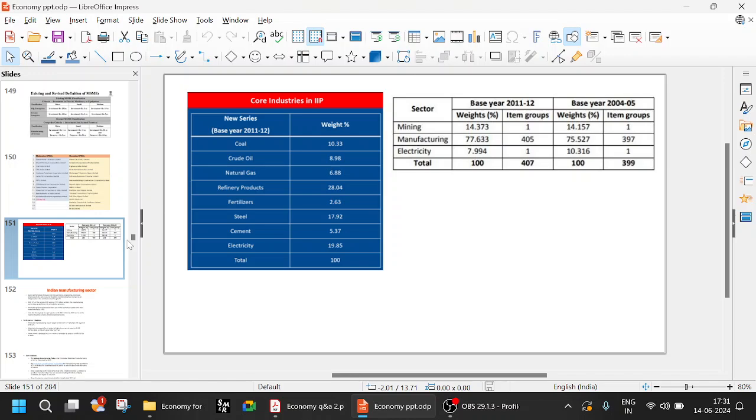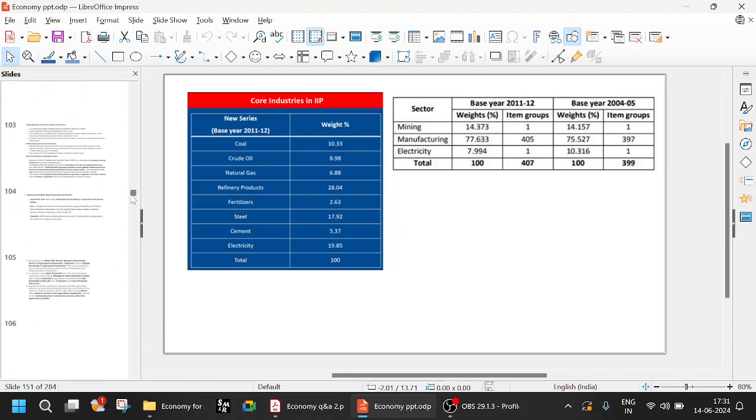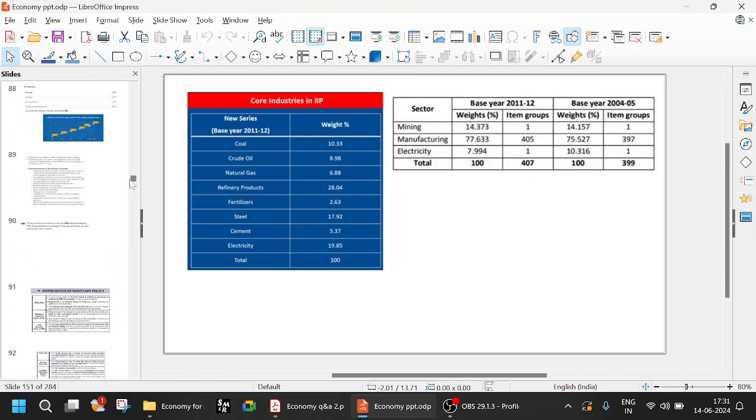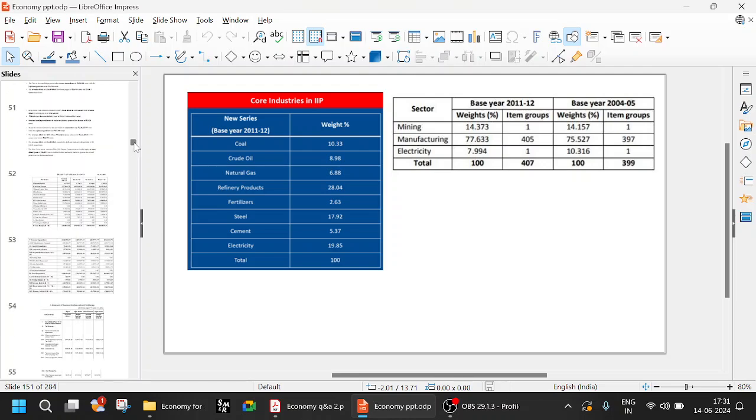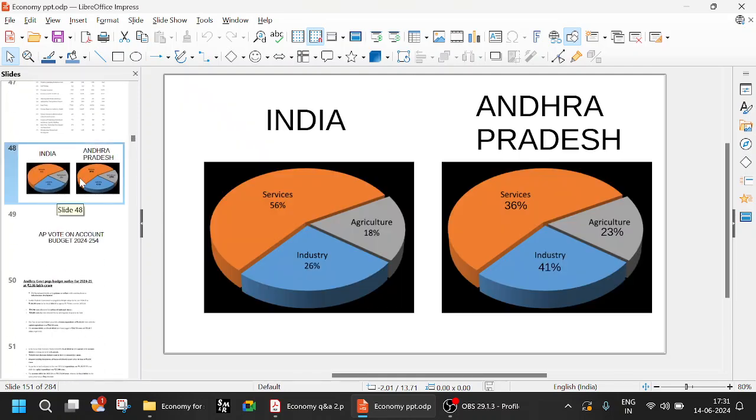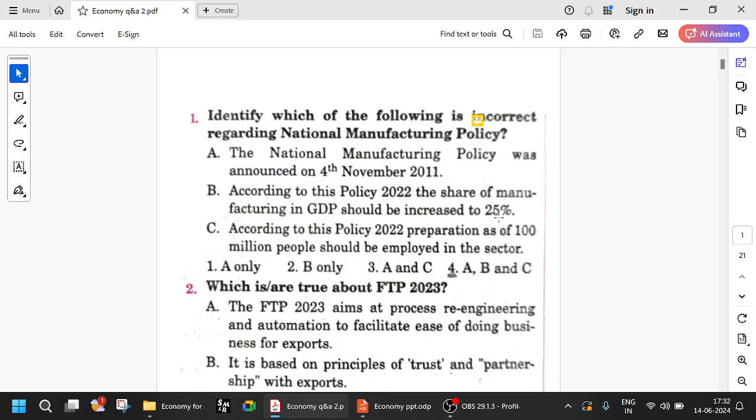And in general, in India, we have the service sector at 56%. We have just seen this, right? This is very important. You have to remember these figures. You have services 56, industry 26, and agriculture 18% only, very less. Agriculture in Andhra is 23, industry is quite high actually, 41, and services is very low compared to the national level. Andhra Pradesh services is low. So within this industry, manufacturing alone, you want to bring it to 25% of the GDP.